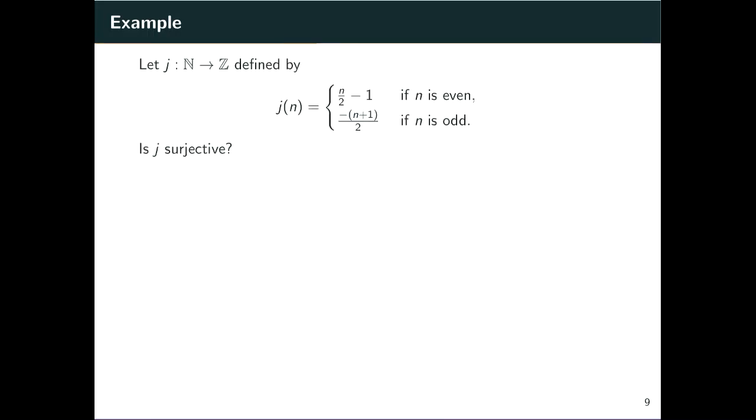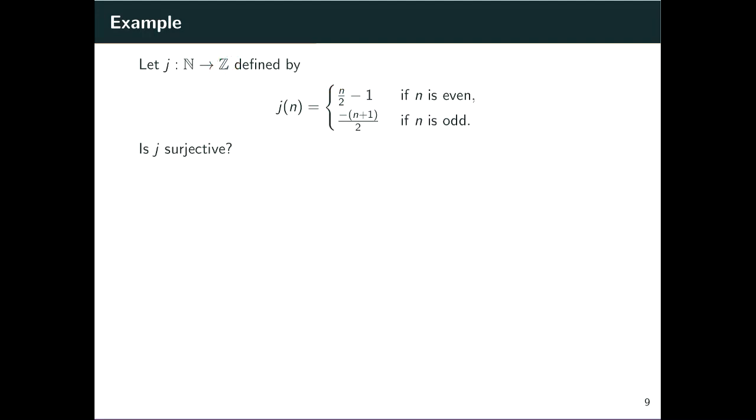Okay, so now let's look at another example. This one's a little bit tricky because it's a piecewise function. So we let j be the function from natural numbers to integers, and we define it by this piecewise function, which is n over 2 minus 1 if n is even. And just to make sure that this makes sense, since n is even, this is going to be a whole number. And so it is going to be inside of z.